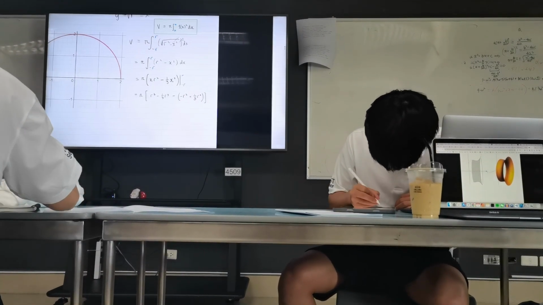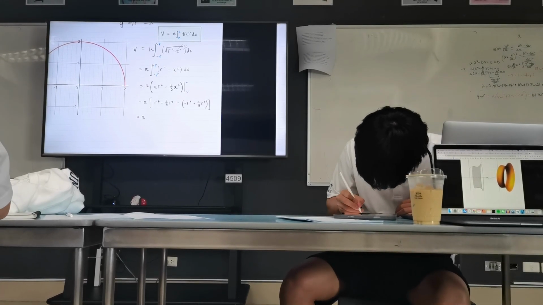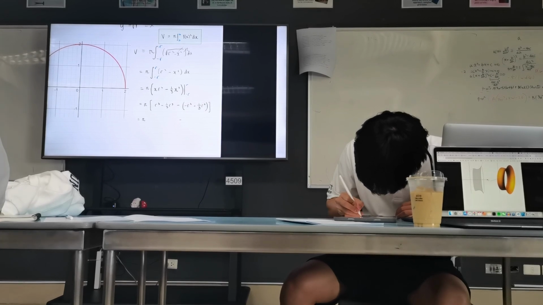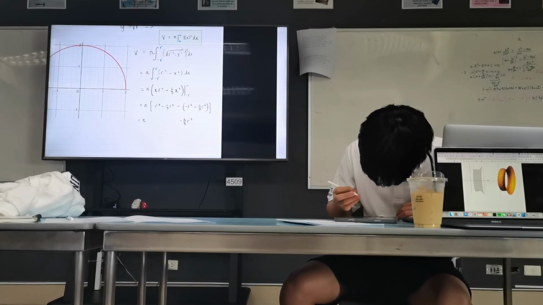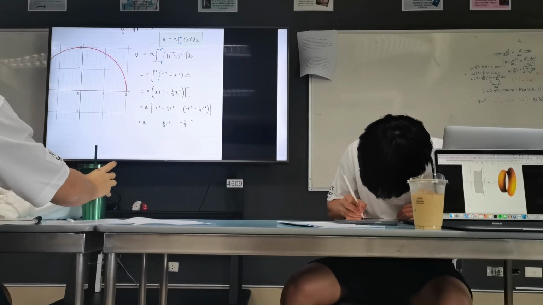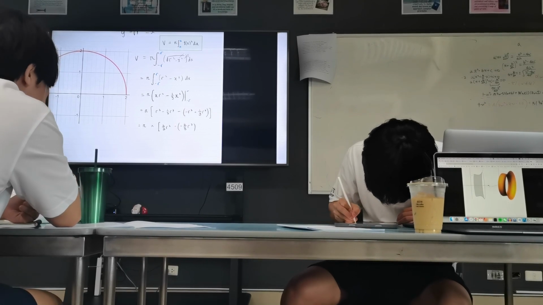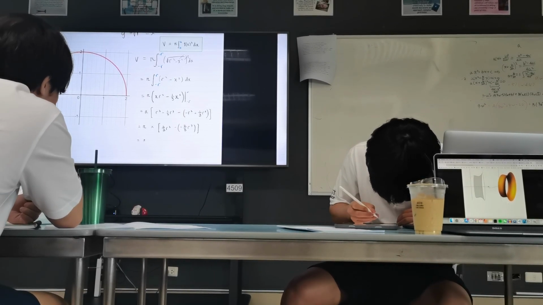This is just a constant, right? So the integral of the constant is going to be r squared x. Don't forget to draw your boundary, the limits. Like that we get negative r. What do you think is the integral of x squared?